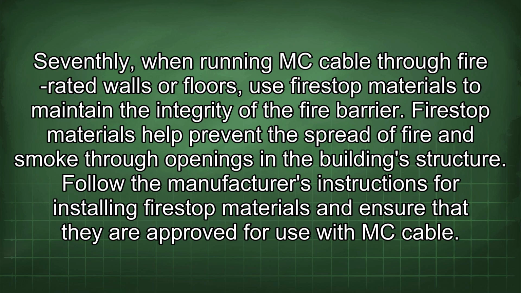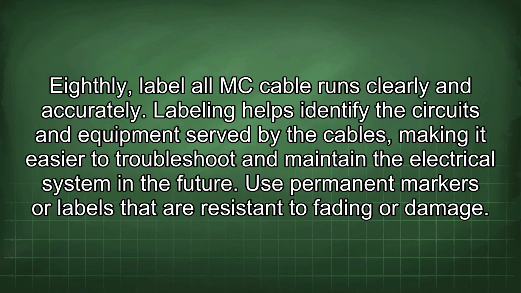Seventhly, when running MC cable through fire-rated walls or floors, use fire-stop materials to maintain the integrity of the fire barrier. Fire-stop materials help prevent the spread of fire and smoke through openings in the building's structure. Follow the manufacturer's instructions for installing fire-stop materials and ensure that they are approved for use with MC cable. Eighthly, label all MC cable runs clearly and accurately. Labeling helps identify the circuits and equipment served by the cables, making it easier to troubleshoot and maintain the electrical system in the future. Use permanent markers or labels that are resistant to fading or damage.